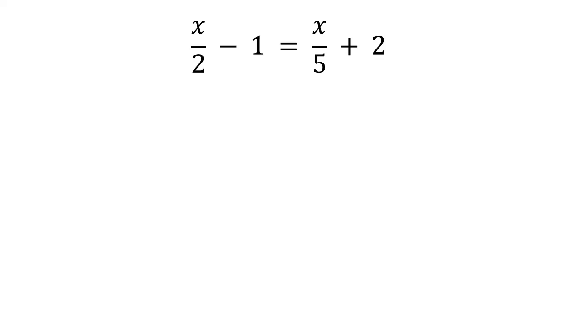Start off with this example. You'll notice it has fractions. So the least common denominator of these two fractions, 2 and 5, would be 10. Here's what to do. Go ahead and put a set of parentheses around each term and place the number 10 out beside.